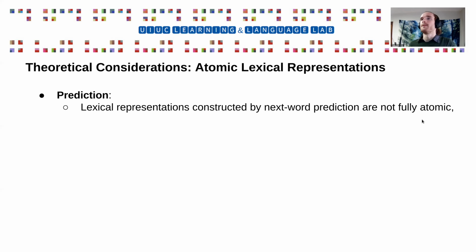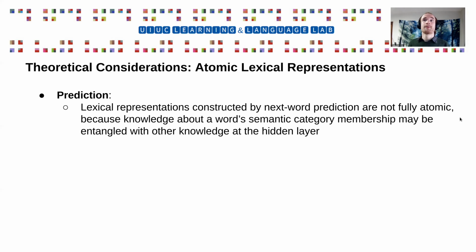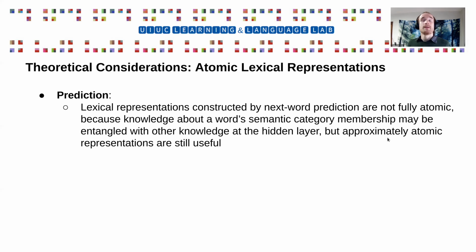Nobody expects them to be fully atomic because the semantic category membership knowledge is going to be trapped at the hidden layer to some extent. But it may still be approximately atomic, right? And may therefore still be somewhat useful. The question is not whether or not representations are atomic. It's about how atomic, the degree to which atomicity is approximated, right? And that degree is the degree to which that model can be successful at performing DECAF.